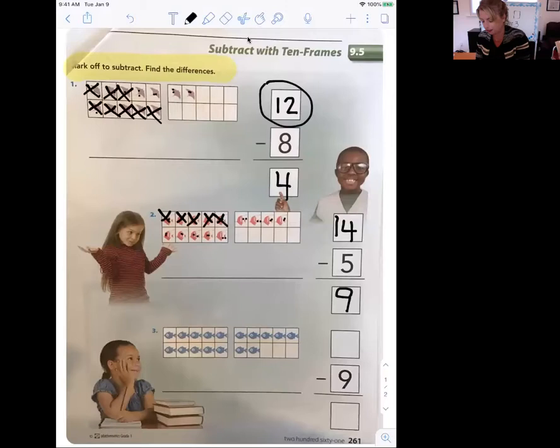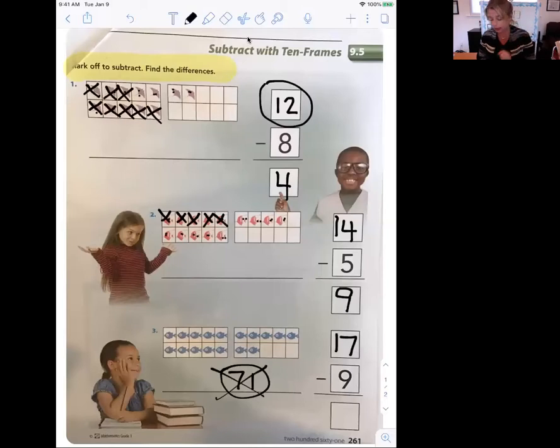Okay, did you write this number? 17. Yes, that is 17. Remember, don't write your 17 this way because that says 71. So there are 17 fish. Take away 9. You go ahead and mark off 9. I'm going to mark off 9.